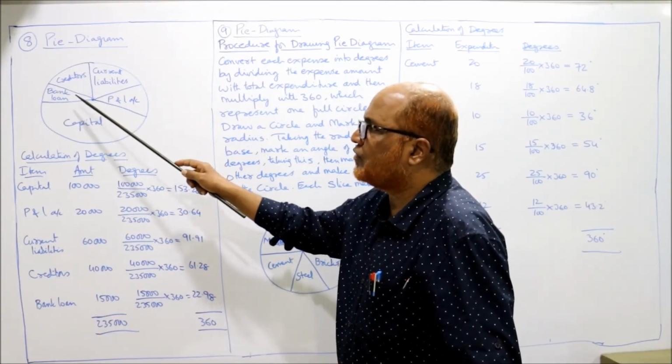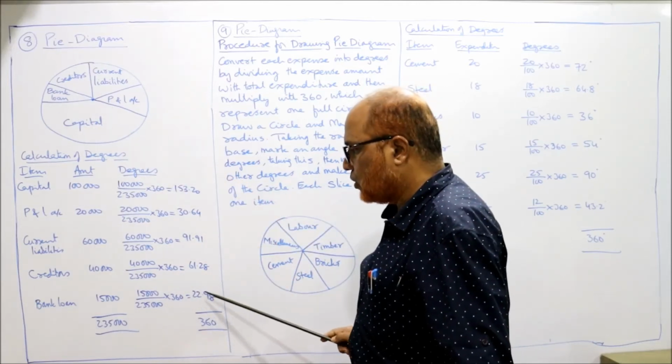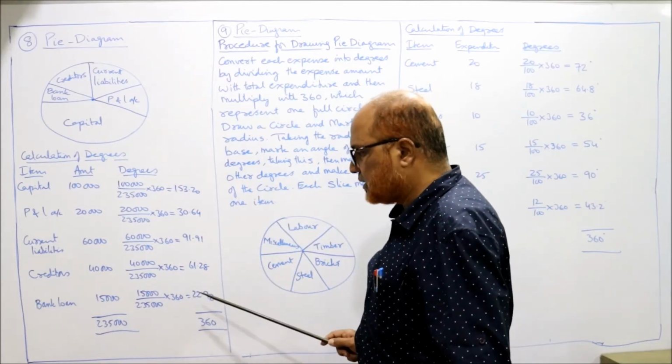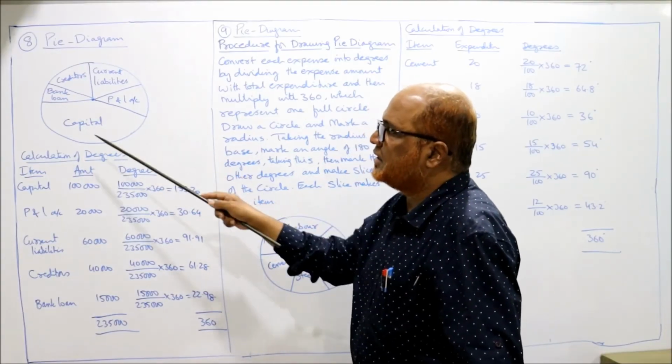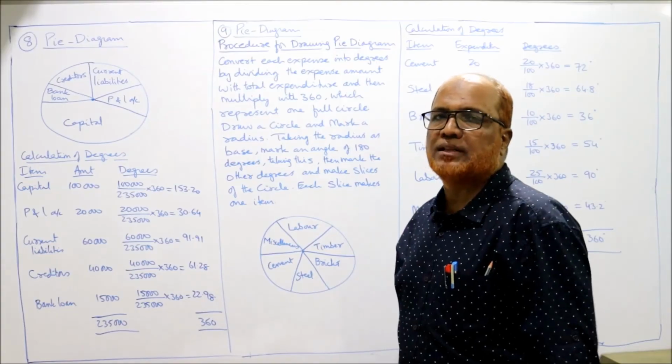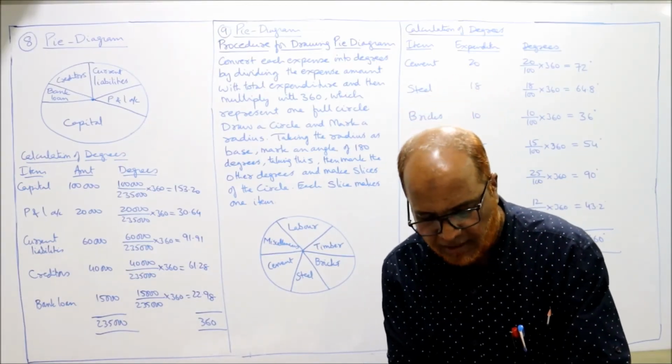Then there is no need, the remaining balance will be taken as bank loan, that will be equal to 22.98. No need to take the 22.98, take the balancing figure. That's all. This is the pie diagram showing the slices for each of the item of expenditure. Now see the ninth problem.